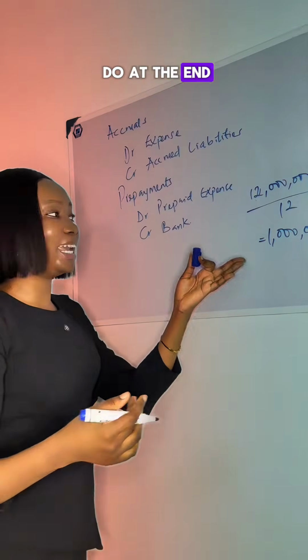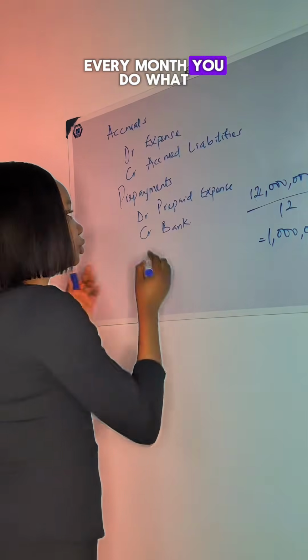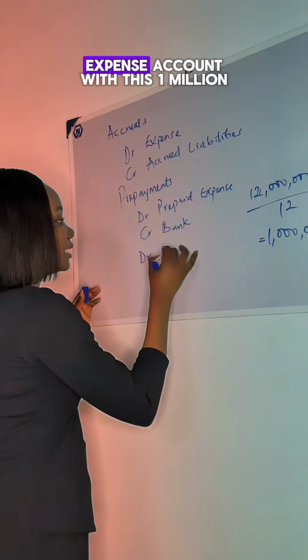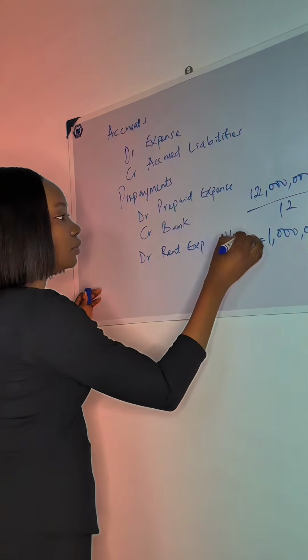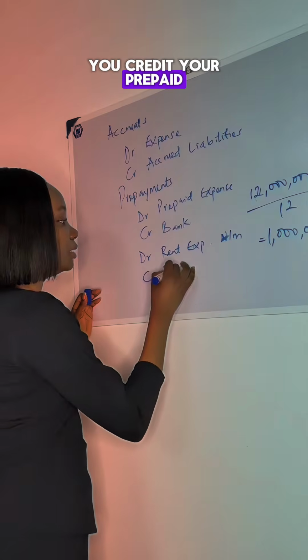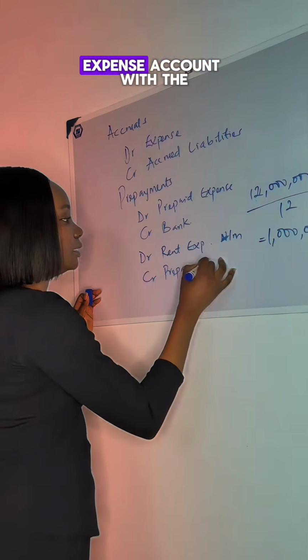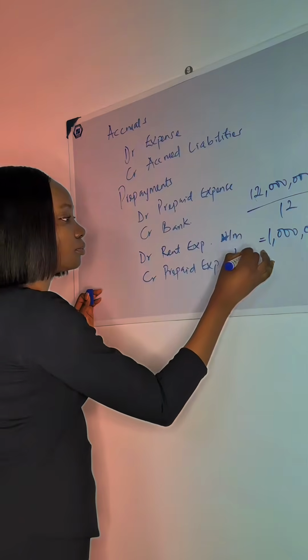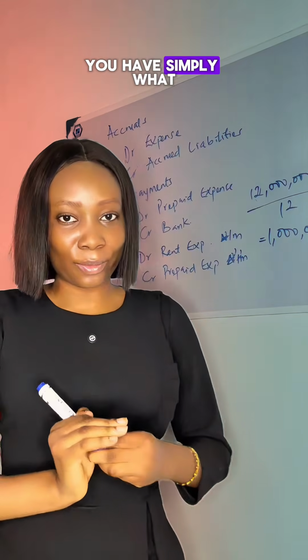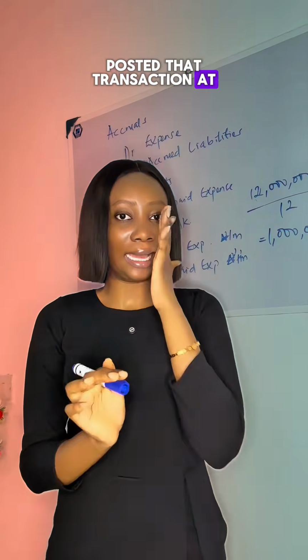So what do you do at the end of every month? You debit your rent expense account with this 1 million. Then you credit your prepaid expense account with the same amount, 1 million. You have simply posted that transaction at the end of that month.